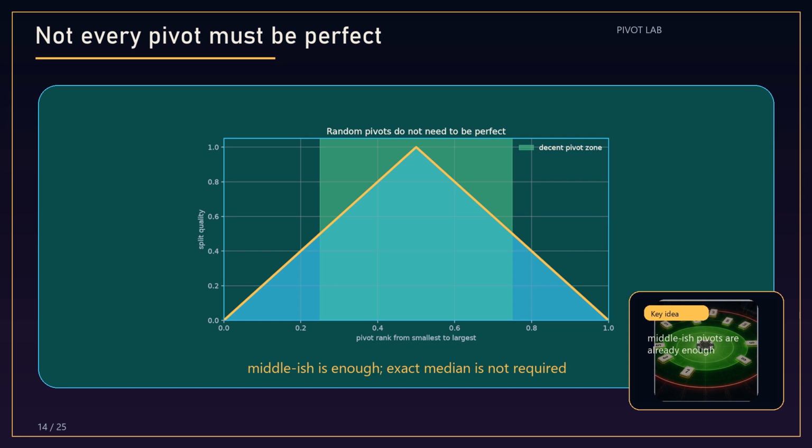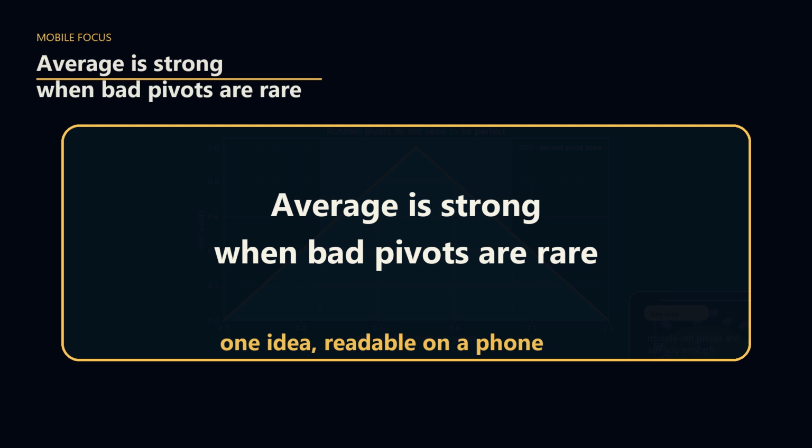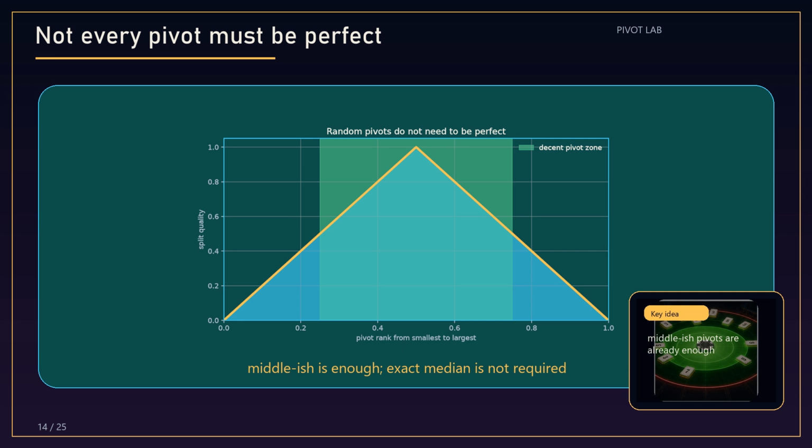If a pivot lands somewhere in the broad middle, the split is useful. A 70-30 split is not perfect, but it still shrinks both sides. A 90-10 split is worse, but even that is not fatal once or twice. The danger is repeating extreme splits level after level. A few imperfect splits are fine, because the tree can absorb them without becoming a staircase.